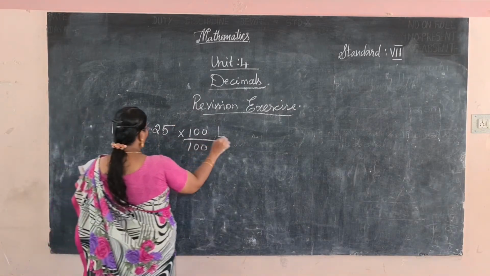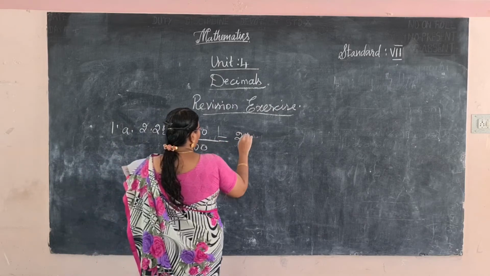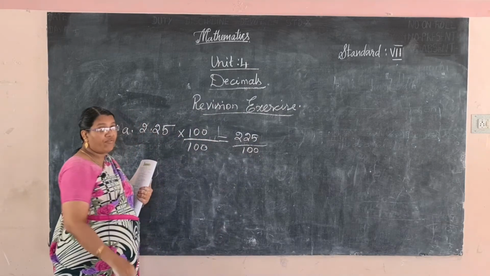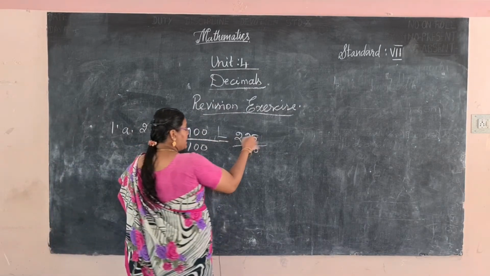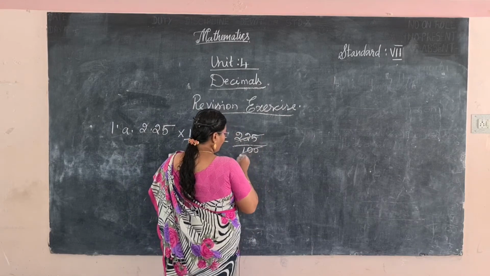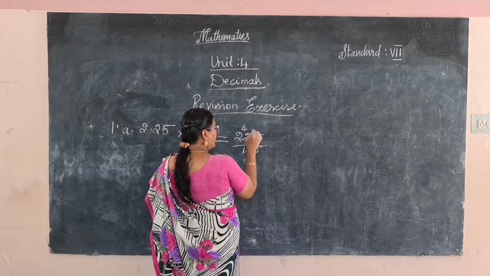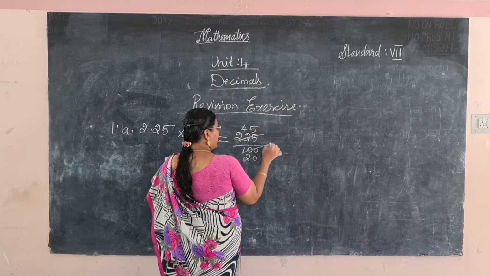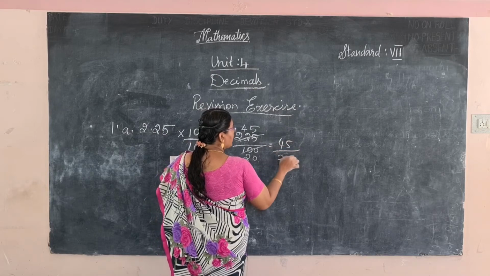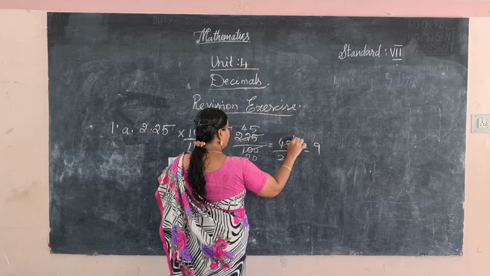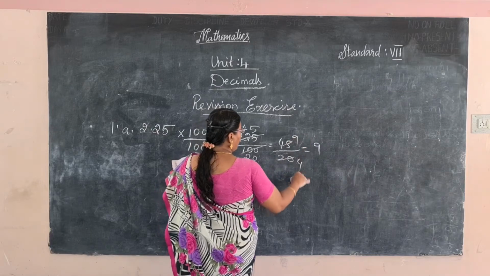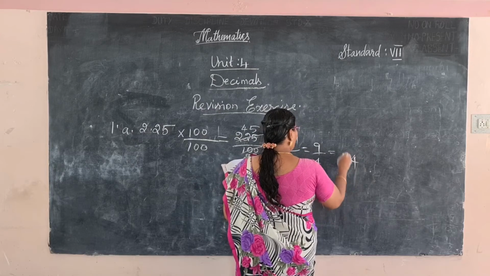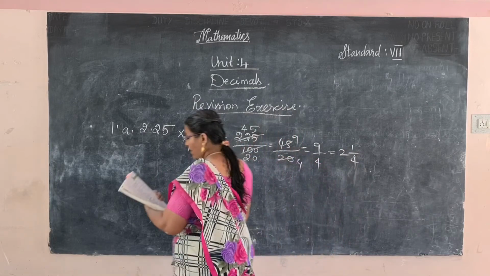Now, multiplying the numerator, what do we get? 225 by 100. We have to write it as a rational number, that is, a fraction. It cancels in the 5 table. 5 fours are 20, 5 fives are 25, 5 twos are 10. Again it cancels in the 5 table. 5 nines are 45, 5 fours are 20. It can be written as a mixed fraction. 4 twos are 8, so 2 1 by 4 is the answer.